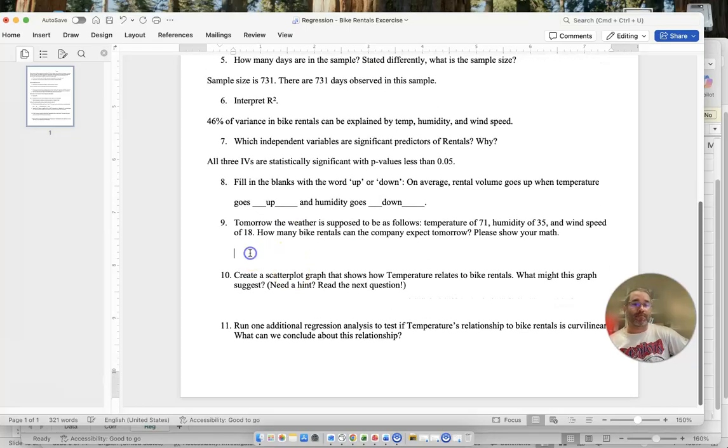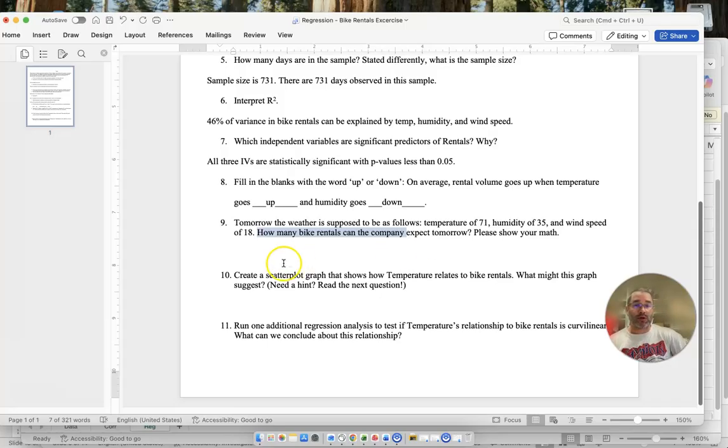All right, we're getting there. Number 9, tomorrow the weather is supposed to be as follows. Temperature is 71 degrees, humidity 35, wind speed of 18. How many bikes can we expect this company might rent tomorrow? This is why we did everything before this. This is the point of regression and how powerful it can be for forecasting. The way that we do that is to literally solve the regression equation, y equals a plus bx.